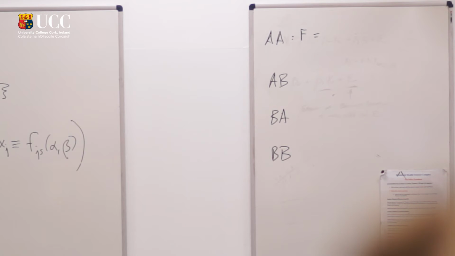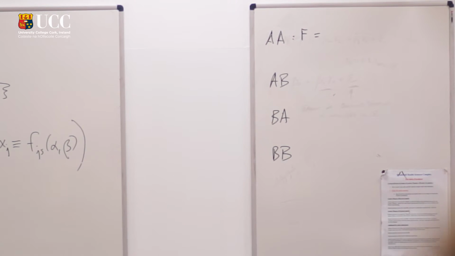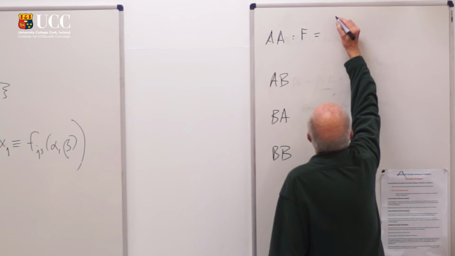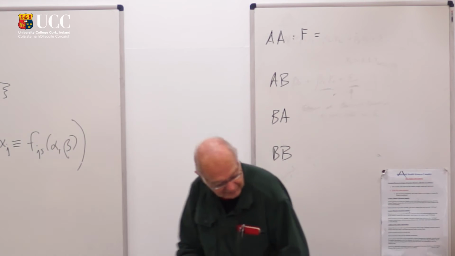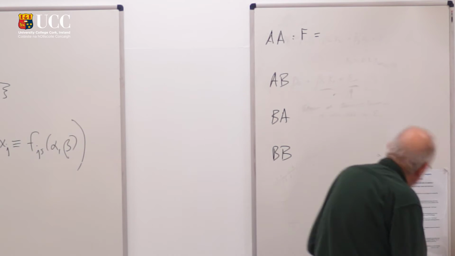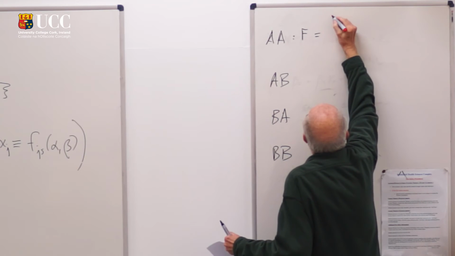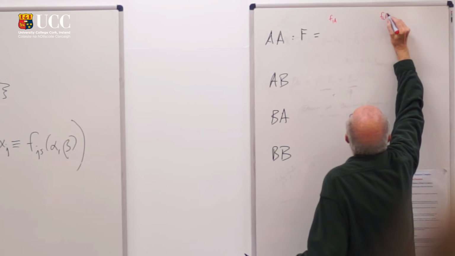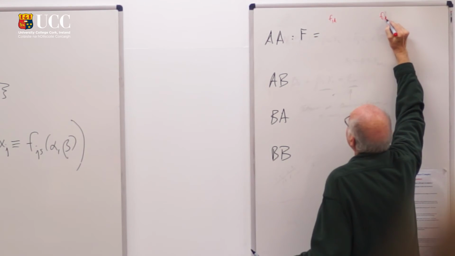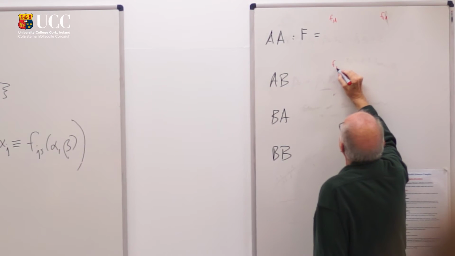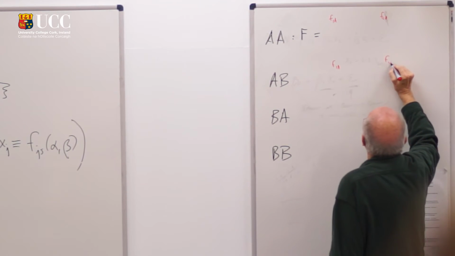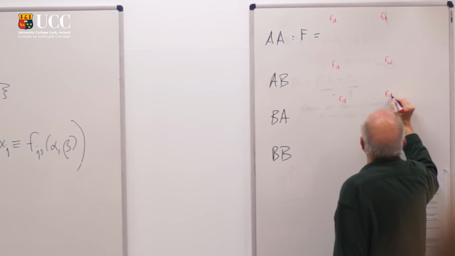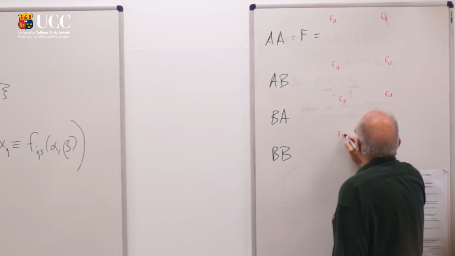Sorry, F1A is the one I use here. So I have to put F1A. Okay, so I'll use red to show you what I'm doing here. F1A is going to go here, and this will be F2A. Sorry, F2A here. This is going to be F1A and F2B. This is going to be F1B, F2A. This is going to be F1B and F2B.